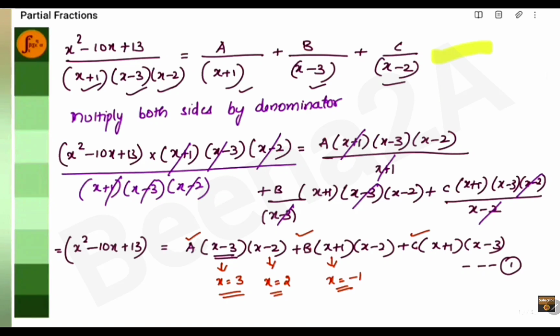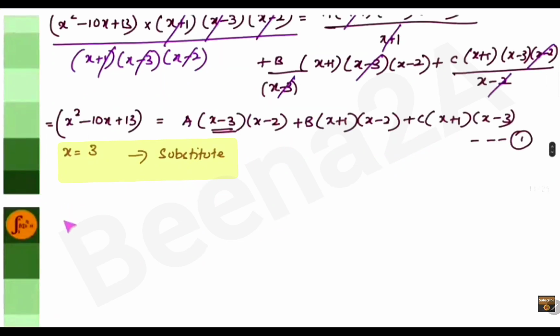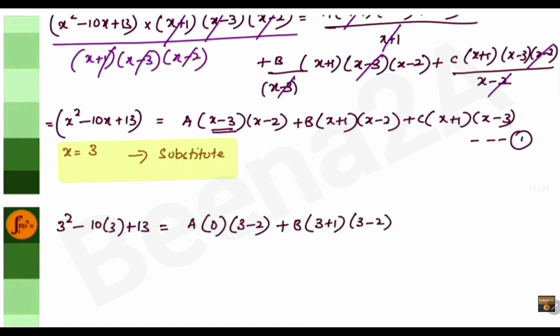Now let's substitute first x is equal to 3. You will get 3 square minus 10 into 3 plus 13 is equal to a into 0, because 3 minus 3 is 0, and 3 minus 2, plus b into 3 plus 1, 3 minus 2, plus c into 3 plus 1, 3 minus 3, right? Now since there is 0 here, this will become 0, plus b, 4b and 1.